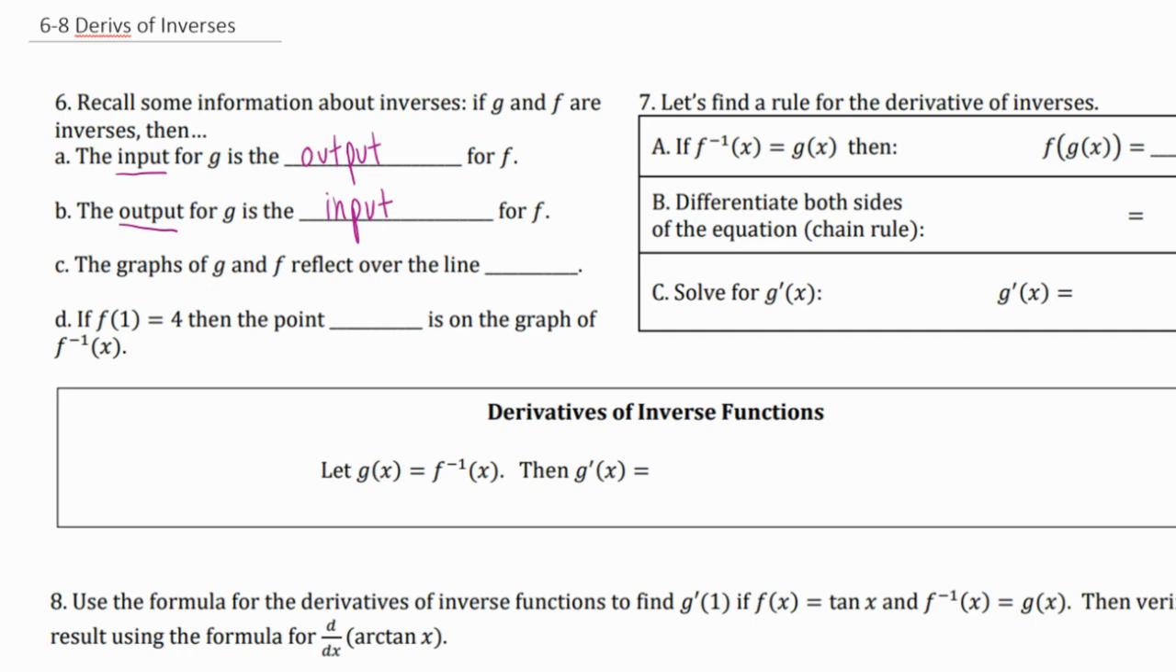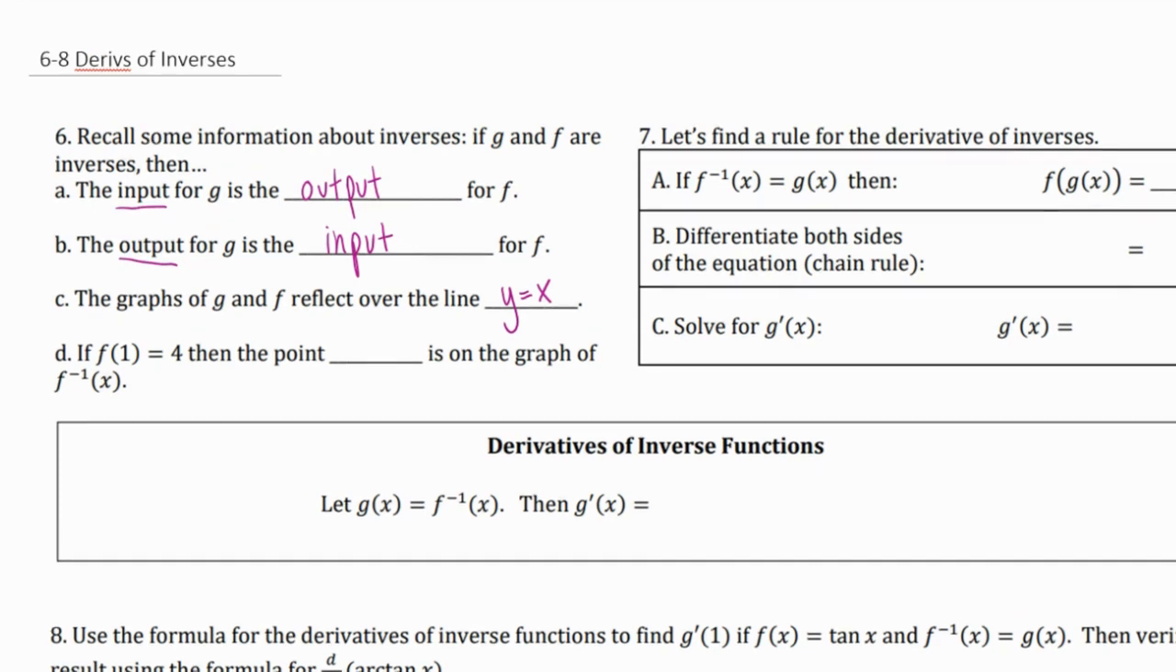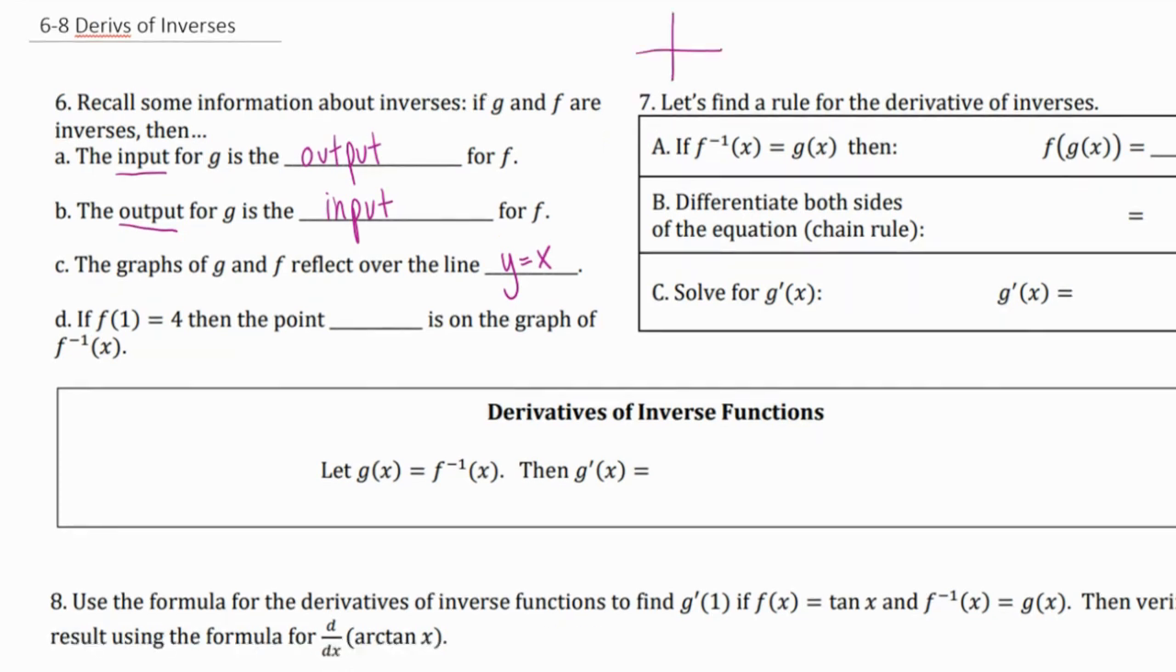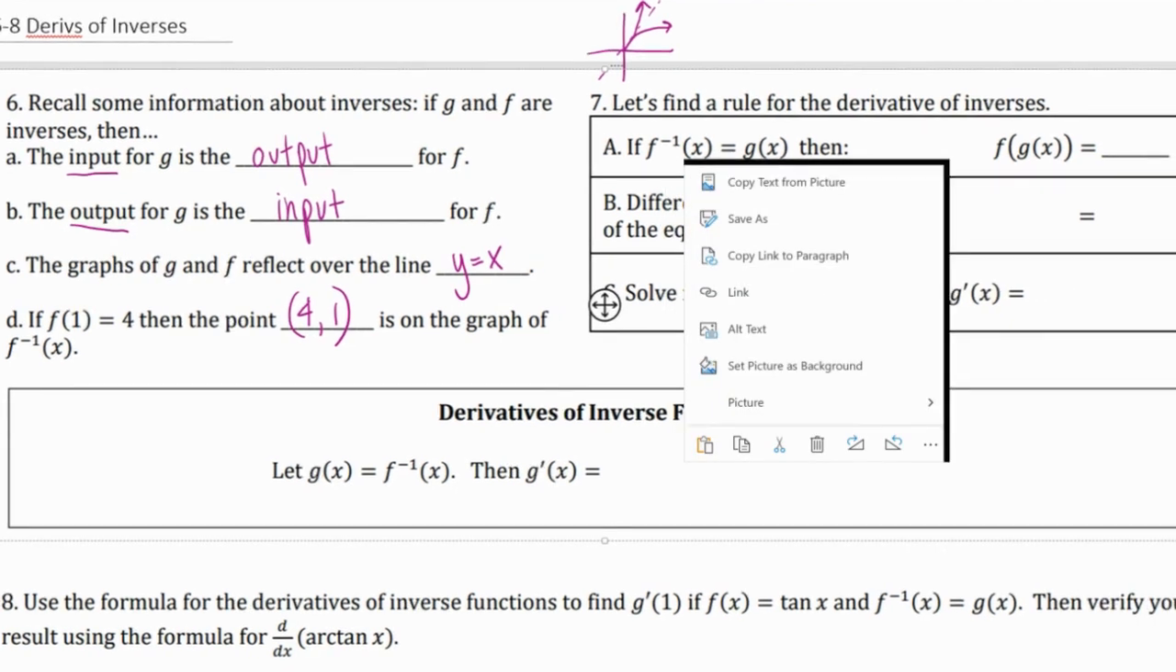The graphs of g and f reflect over the line y equals x. Remember, if you have a square root function, then the inverse will reflect over that line and look like this because it reflects over the line y equals x. If f of 1 is equal to 4, so you have the point (1, 4), then what point is on the inverse graph? Since the output becomes the input and the input becomes the output, the point (4, 1) is on the graph of f inverse. So if (1, 4) is on the graph of f, then (4, 1) is on the graph of its inverse, again because we're reflecting over the line y equals x.